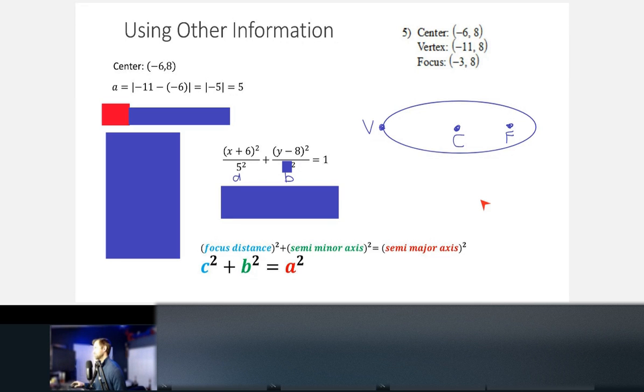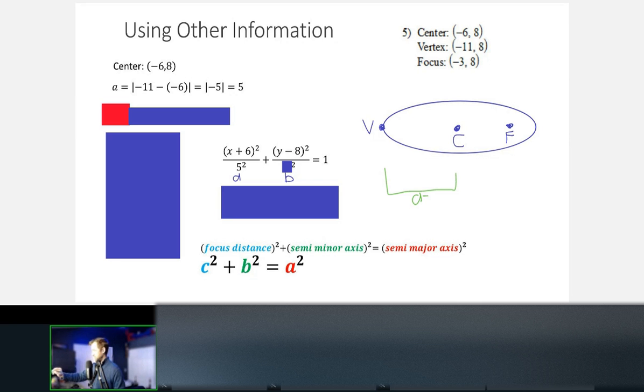So I'm going to tell you something. The distance. Look at this from your center to your vertex. Let me just label stuff, and it'll make you all think a little more than what you're doing right now. So from the center to the vertex, that is your A value, right?